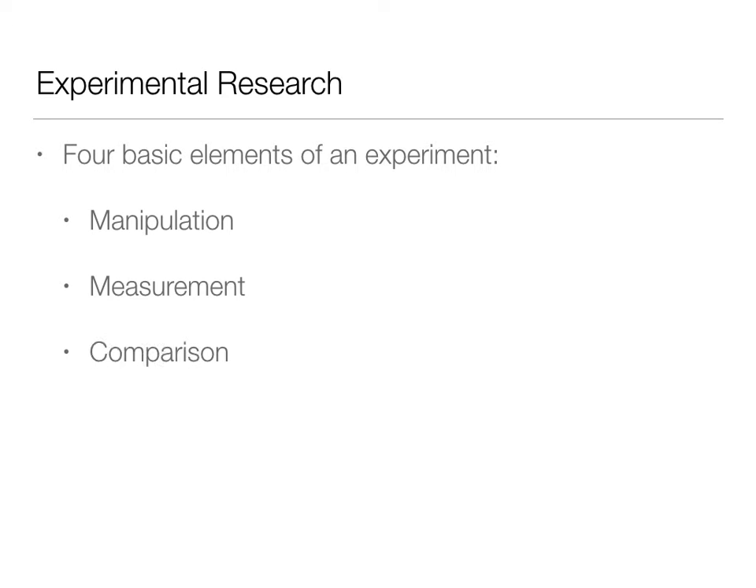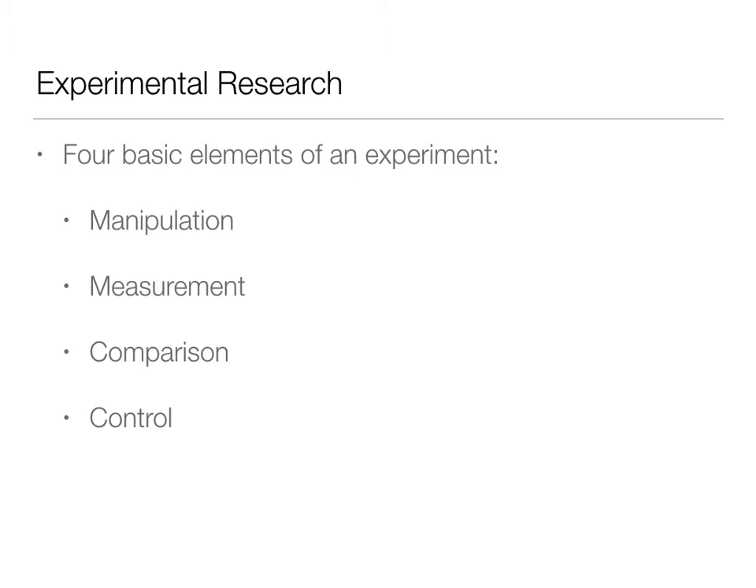Then what we need to do is we need to compare, right? That's why we have a treatment and a control group, so we can compare the differences between those, okay? Because if we just have one group and we do our manipulation and we test, and we don't have anything to compare it to, and we get a result of 20, well, is 20 good? Is 20 bad? I don't know, because I don't have anything to compare it to. So we need to have that piece of comparison as well.